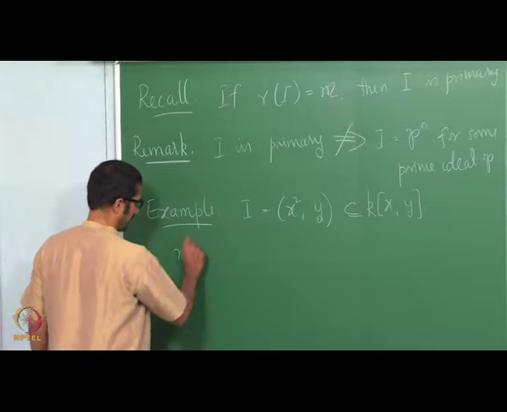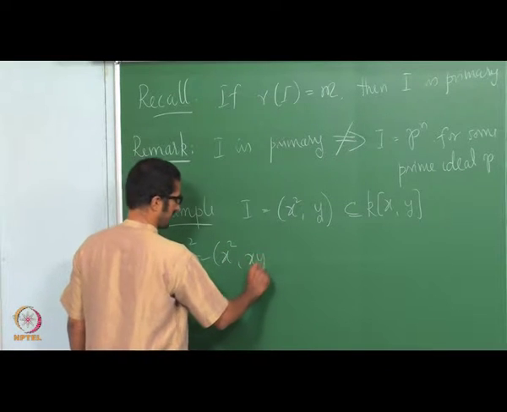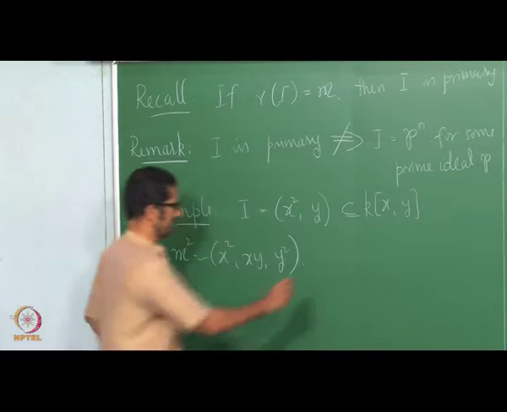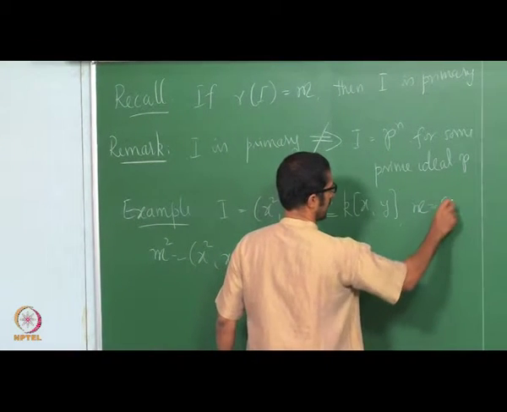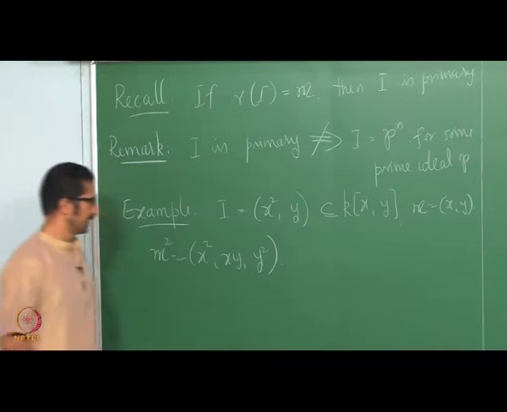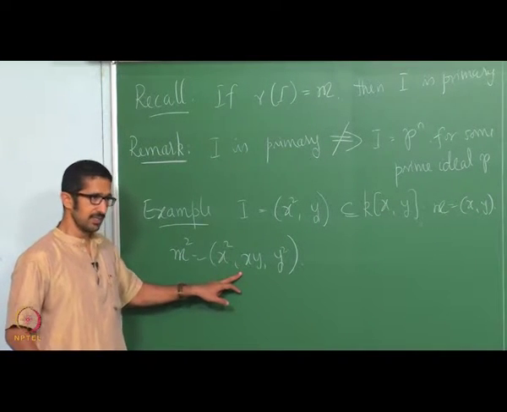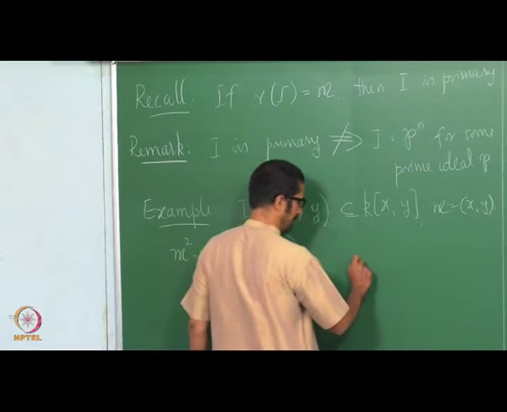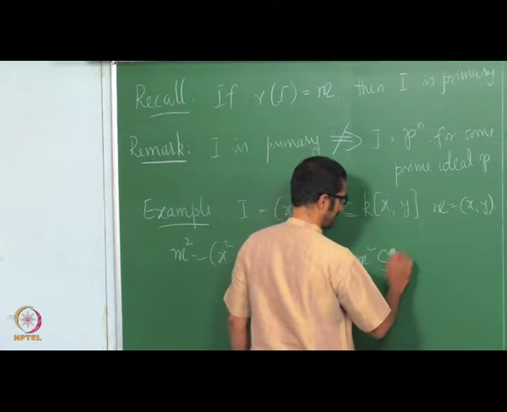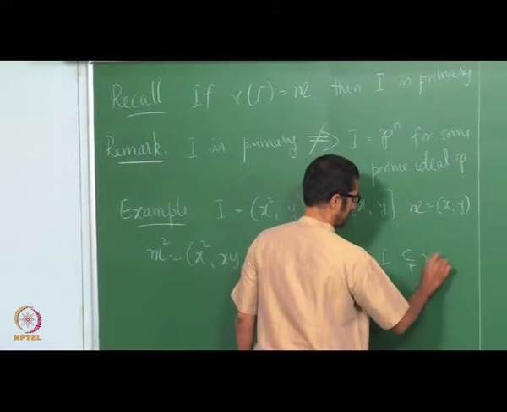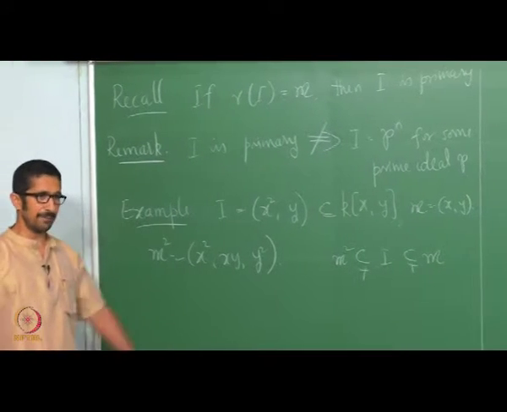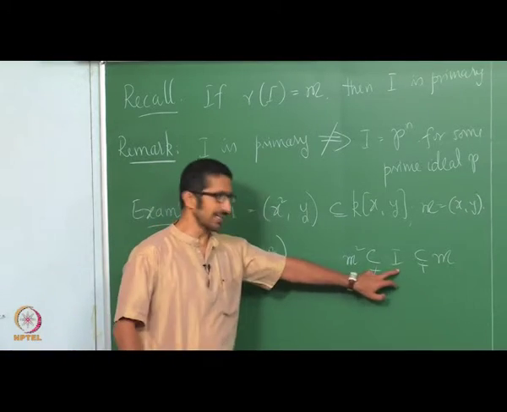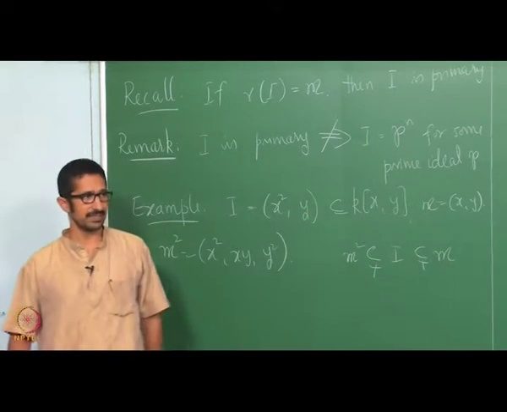What would be m square? This is x square, xy, y square. Take m to be (x, y), then m square is this. So m square is contained here and I is contained in m. So m square is strictly contained in I, strictly contained in m, and m is the only prime ideal containing I. So I is not equal to p to the power n for any prime ideal.